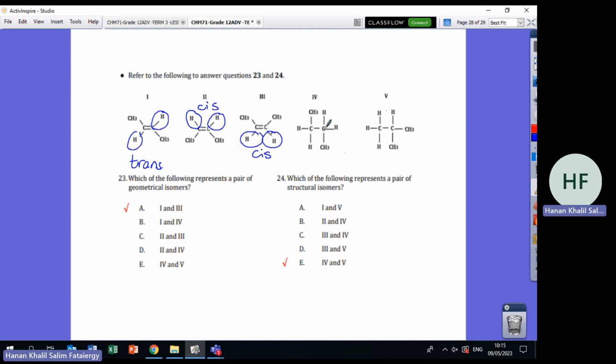Okay, now this one is C, 1, 2, 3, 4, so this is C4H, 3 plus 3 plus 2 plus 2, so this is 10. Which of the following represents a pair of geometric isomers? Geometric means they must have double bonds. Either you say 1 and 2 or you say 1 and 3. Okay, you cannot say 2 and 3, these two are the same. So 1 and 3. Actually option 1 and 2 is not found. Which of the following represents a pair of structural isomers? These have 4 and 5.